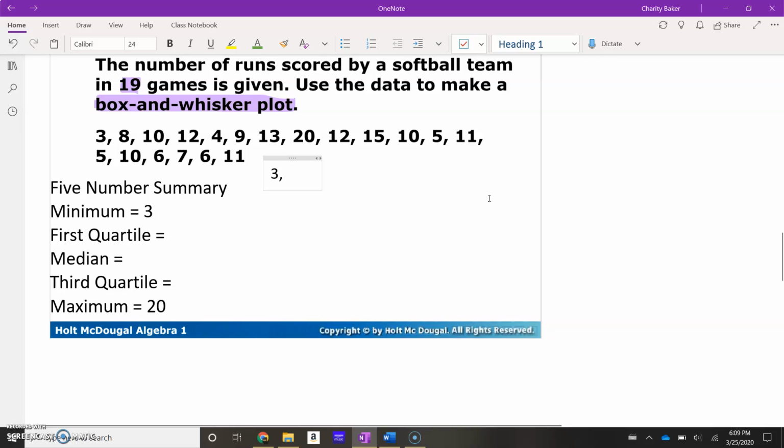3 we already saw was our minimum. We'll make sure there's no more 3s. Go through and there's a 4. How many 4s? Just that one? All right. And then the next number would be a 5. And there's 2 5s. Okie dokie. 6s. I see 2 6s.